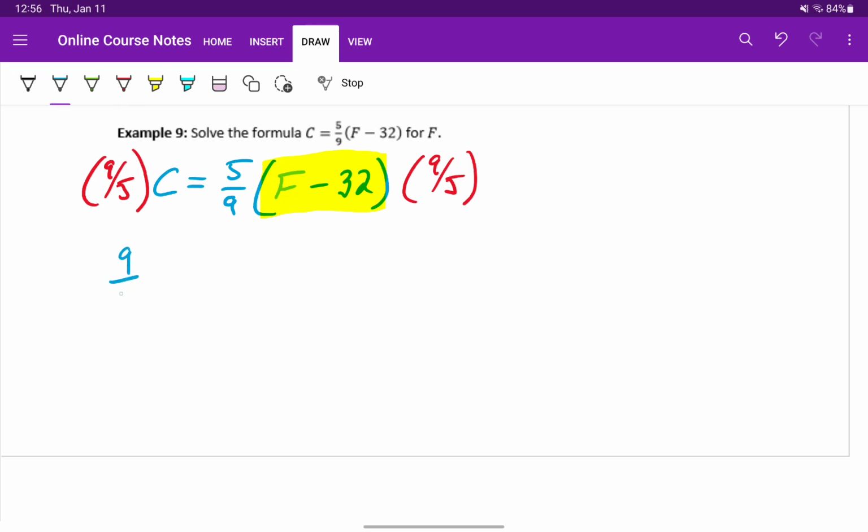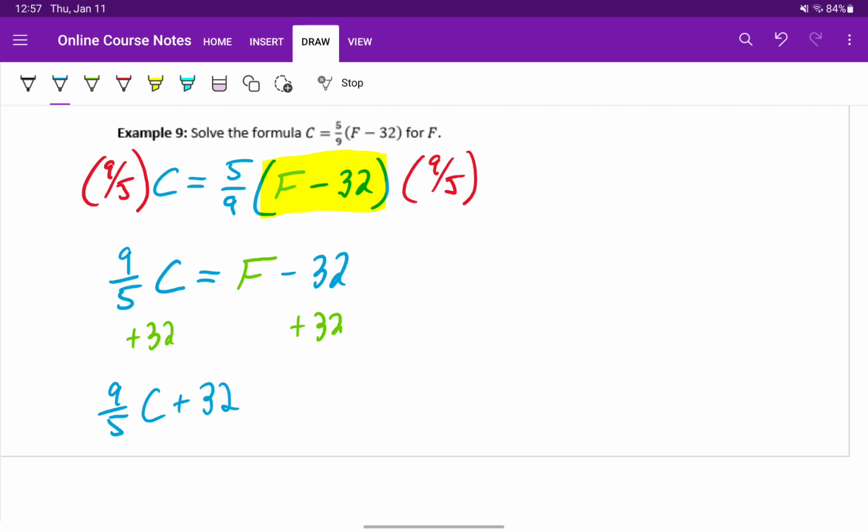That's going to give us 9/5 times c is equal to f minus 32, which leaves us with one last step, which is to add 32 to both sides. Giving us 9/5 times c plus 32 is equal to f. So we've taken that original expression and now solved for that other variable.